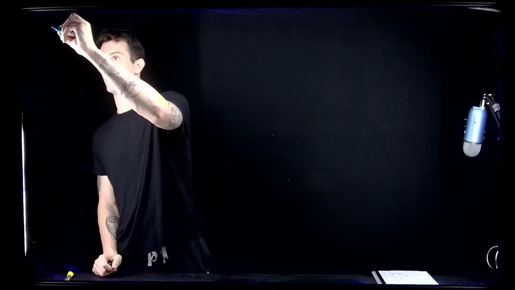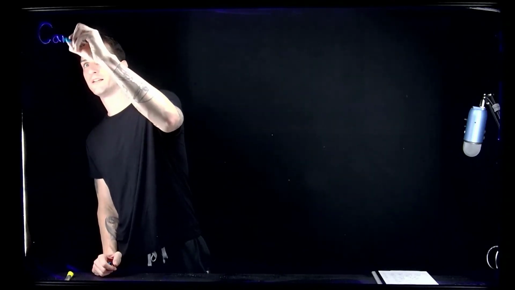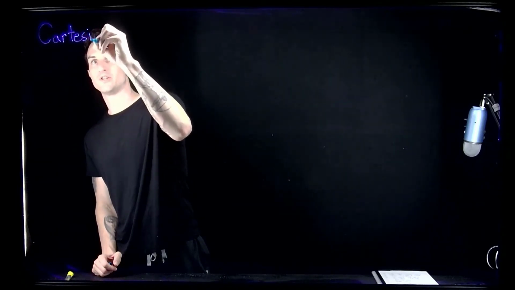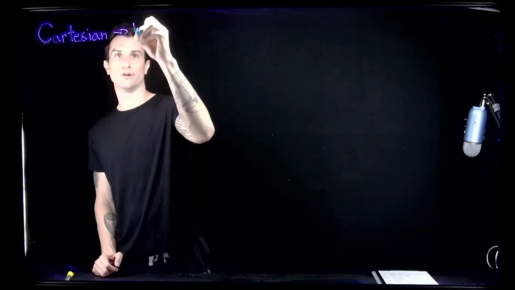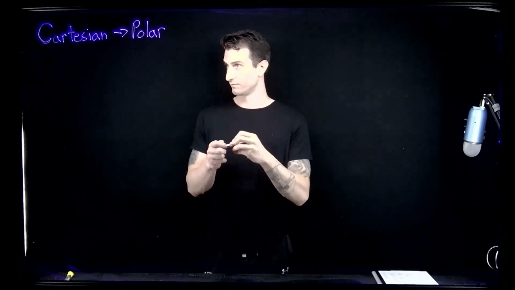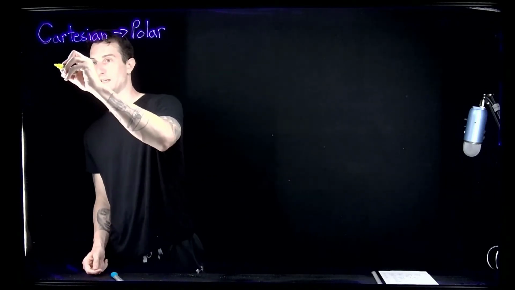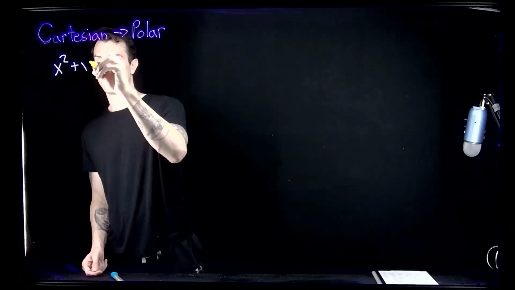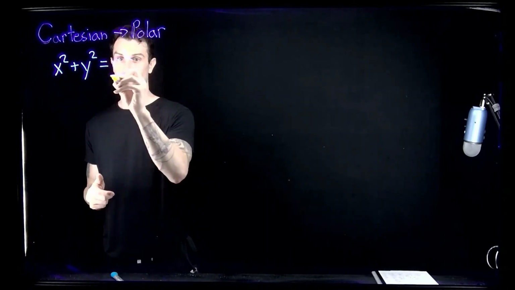Now that we've gone one direction, we went from polar to Cartesian, we're going to go from Cartesian to polar. Okay, so we need some other equations that go with that. So we need x squared plus y squared is equal to r squared. So this gives us a method on finding r.